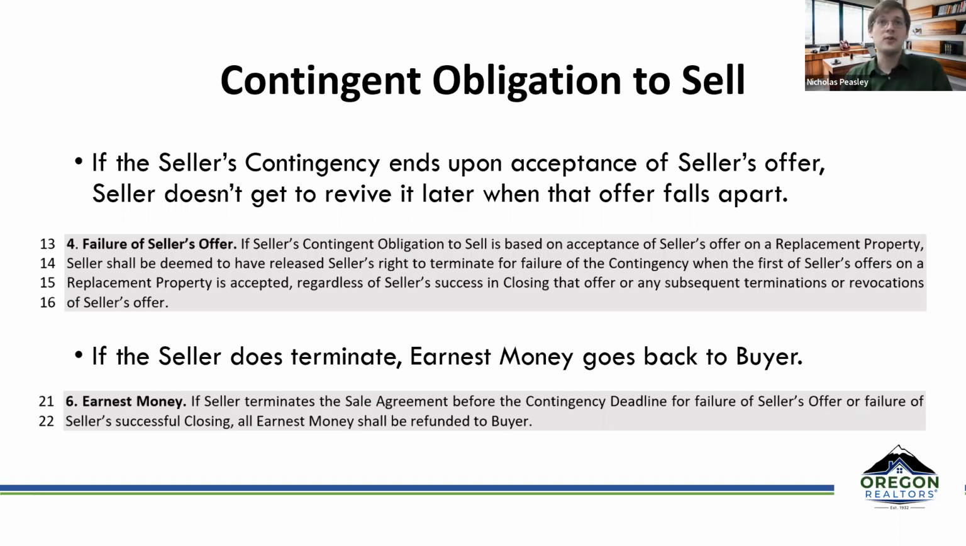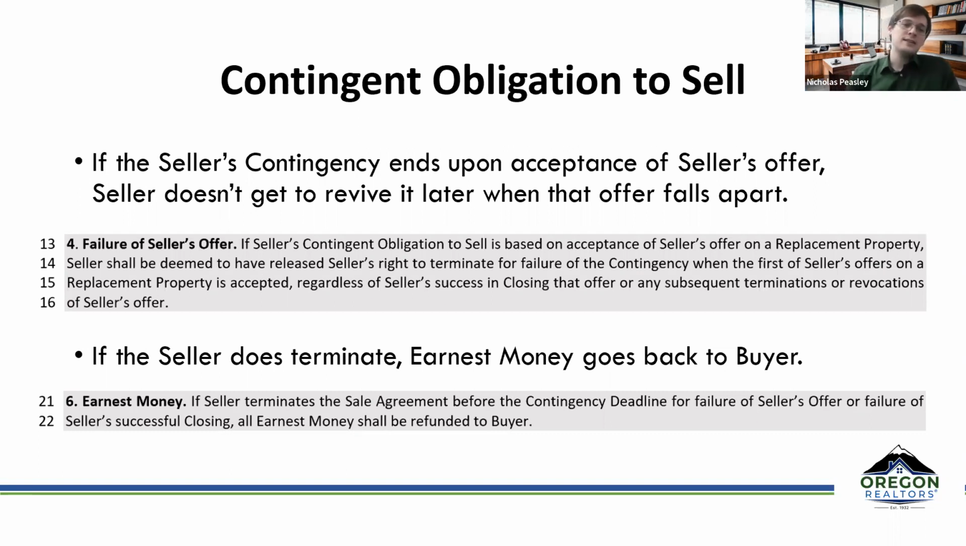They can have their right to terminate until the occurrence of that thing they've chosen. If the seller is more concerned that the contingency should be the closing, if they want to actually own the replacement property before they give up their contingent right, you can choose that. But if the seller puts it at offer, once the seller has an accepted offer, they have met their contingency. They don't get it back.